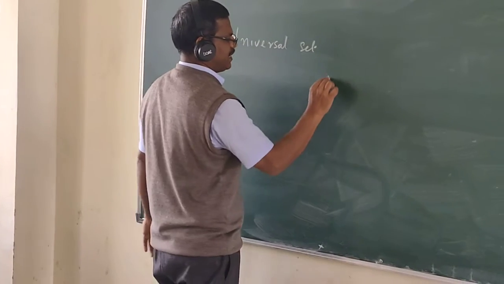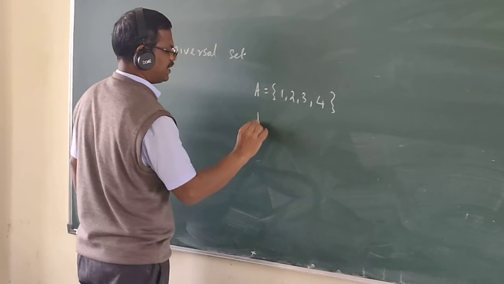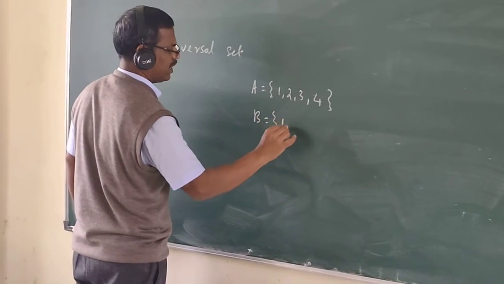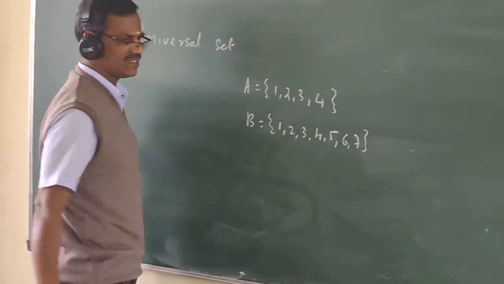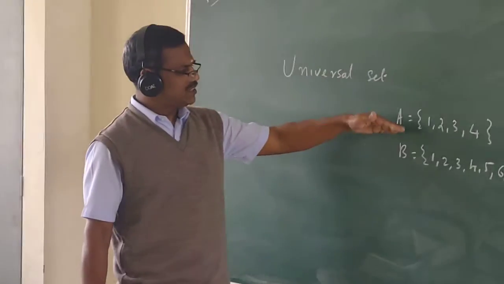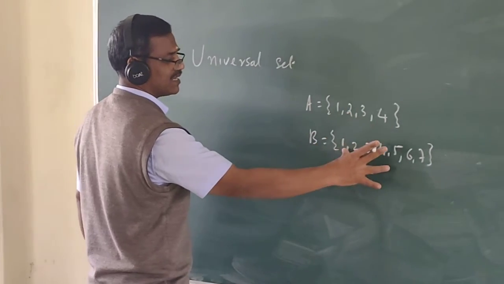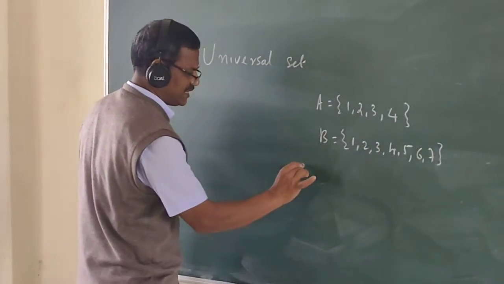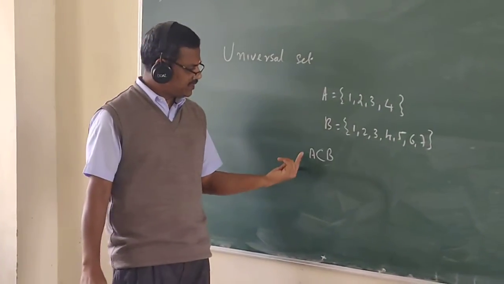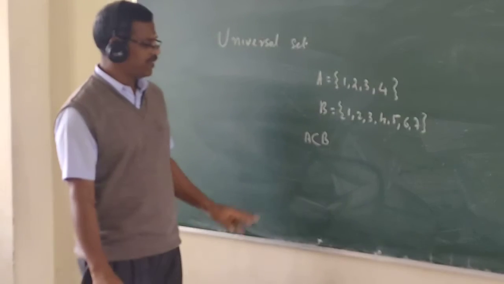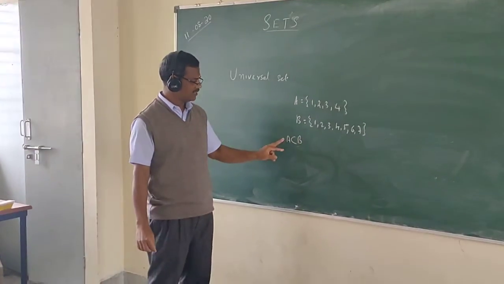Now say A is equal to 1, 2, 3, 4, and B is equal to 1, 2, 3, 4, 5, 6, 7, etc. Right? When you think about these two sets, you can see that all elements of A are there in B. That means A is a subset of B. When we say A is a subset of B, all elements of A are also elements of B. We call it a subset.